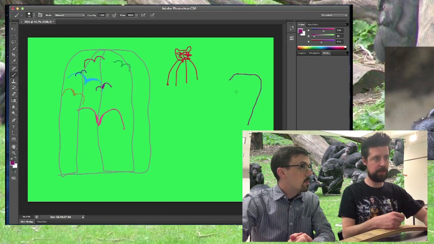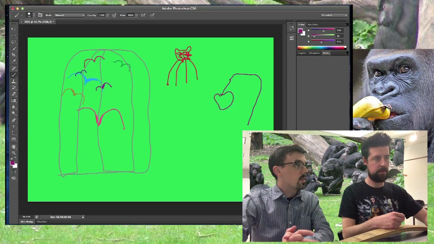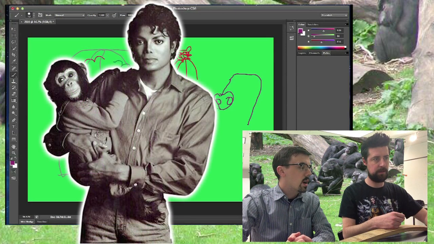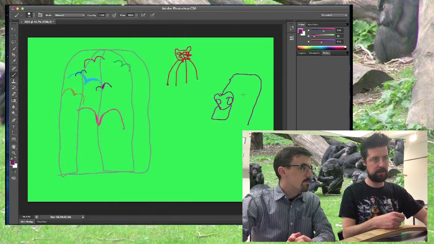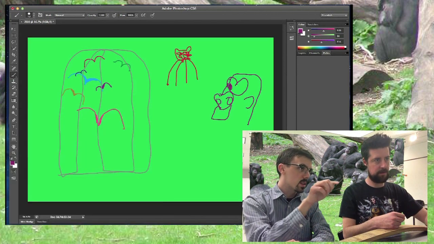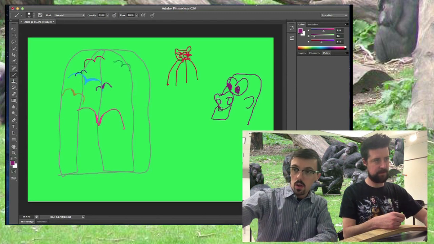Oh, we're looking at Coco right here. Yeah, actually, no. That's not Coco. Coco, I believe, is no longer with us. No, Coco had posed with Michael Jackson. No, that wasn't Coco. Coco had a kitten, but I think the kitten passed away. Maybe Coco's still here. No, it says right there clearly on the little tab that it's not Coco. His name is Khan. Khan the gorilla.